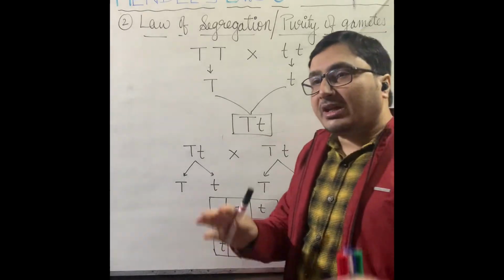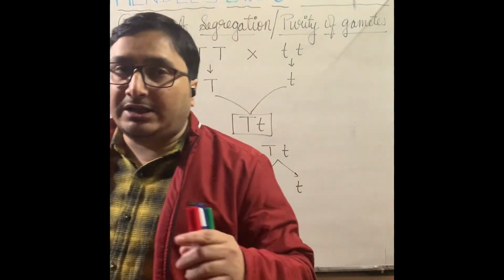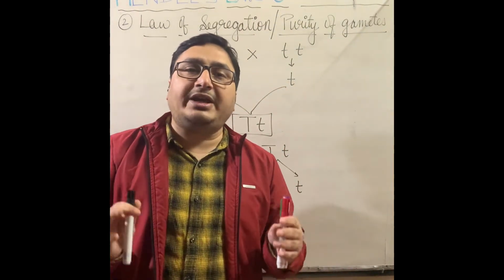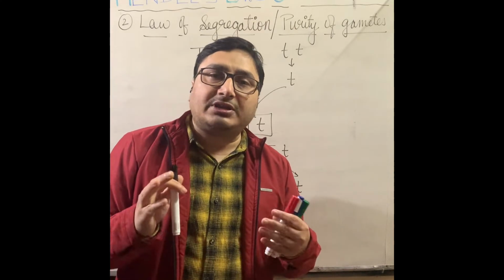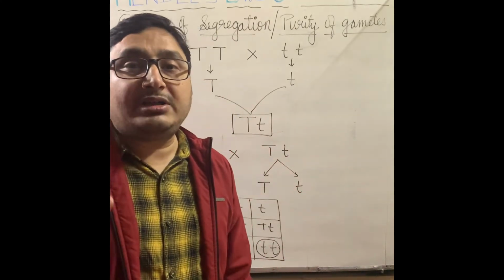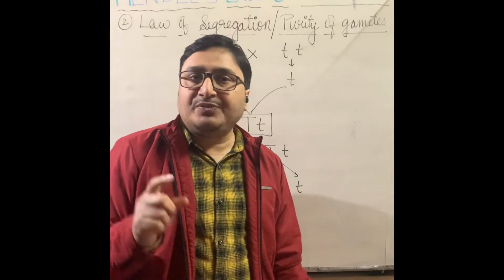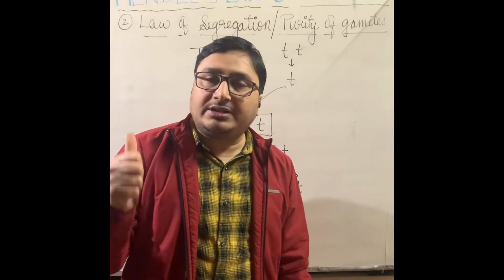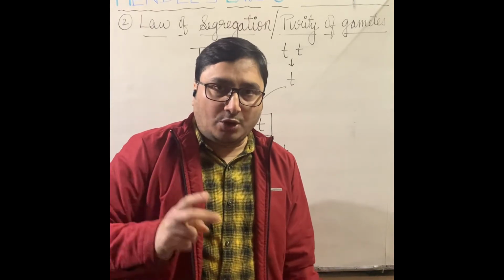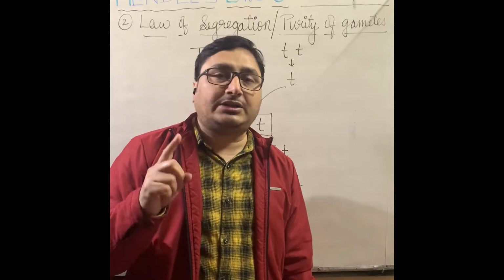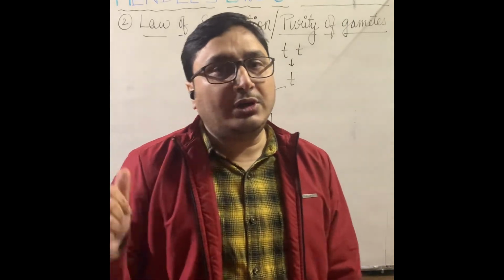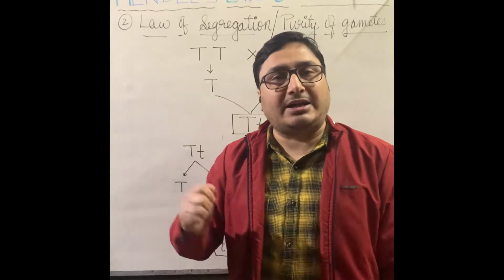Let us now move to the third law, which is called the law of independent assortment, and for that we need to take up a dihybrid cross. Remember that a monohybrid cross can explain the first two laws, but not the third law. For the third law, we have to discuss the dihybrid cross.